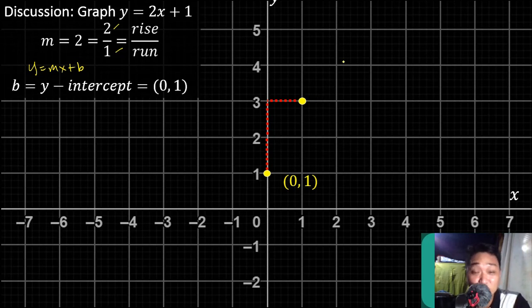If we want to continue, we can. From this point here, I think this is (1, 3). From coordinate (1, 3), we will locate another point, still using the slope. 2 up, 1 right. So, 1, 2 up, then 1 right. Then, we could immediately tell the third point. And all we have to do now is to connect those points.